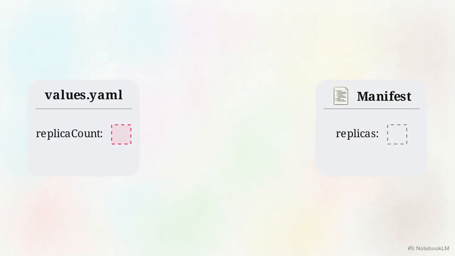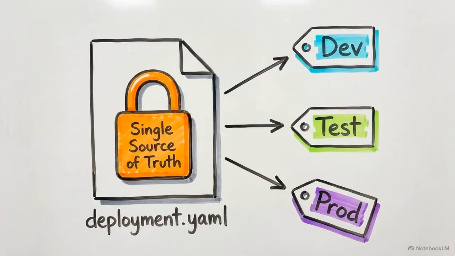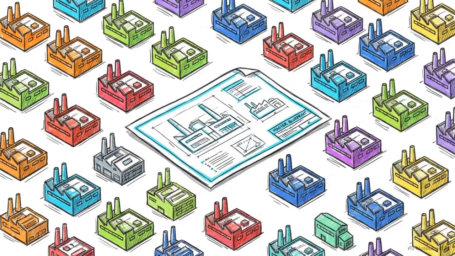To prevent this, we set fallback instructions using a pipe operator. We pipe the value integer into full chart. If blank, the engine automatically injects a safe default of 2. This robust architecture forces engineers to follow the don't repeat yourself principle. You write the deployment logic exactly once. By isolating variables, a single master template inside the chart can be reused to spin up an infinite number of specific deployment environments.